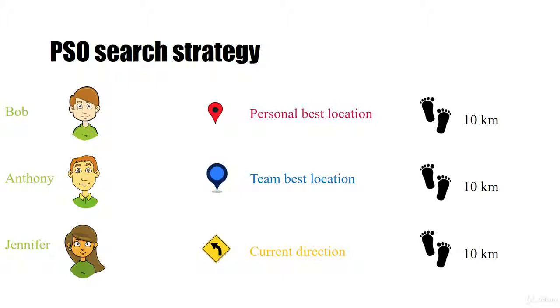And finally, in rule number 3, each team member knows his or her current travel direction. They have different directions, so they might start with a random direction or not, it depends. But they need to know their current direction because they are going to use it to find the next location. To move, every day, each team member walks 10 kilometers towards the current movement direction, 10 kilometers towards the personal best location, and 10 kilometers towards the team's best location.